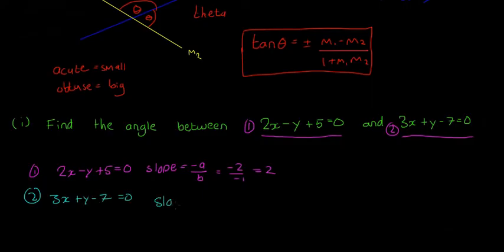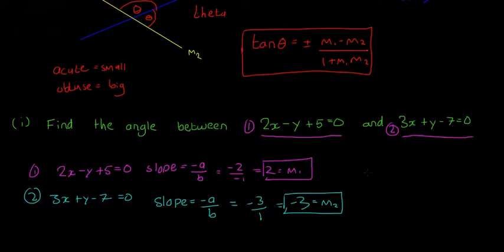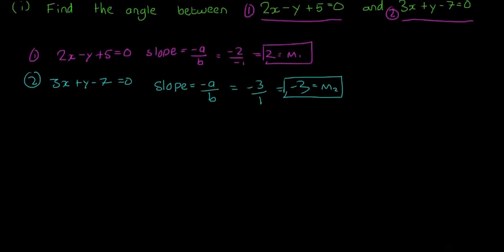In this case, the slope, again, is equal to minus a over b, which is going to be minus 3 over 1. So it's going to be minus 3 as our answer. Now we have the two slopes. I'm going to label that as m1 is equal to 2, and m2 is equal to minus 3. So I'm going to write out that formula again.